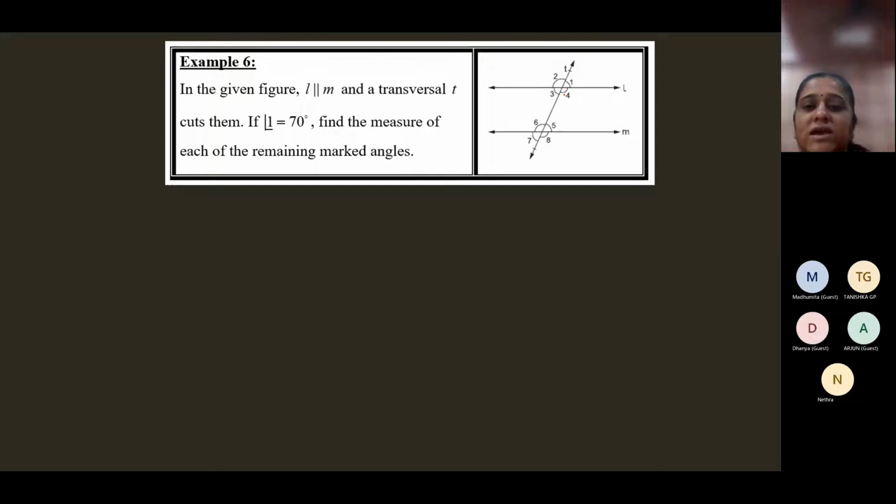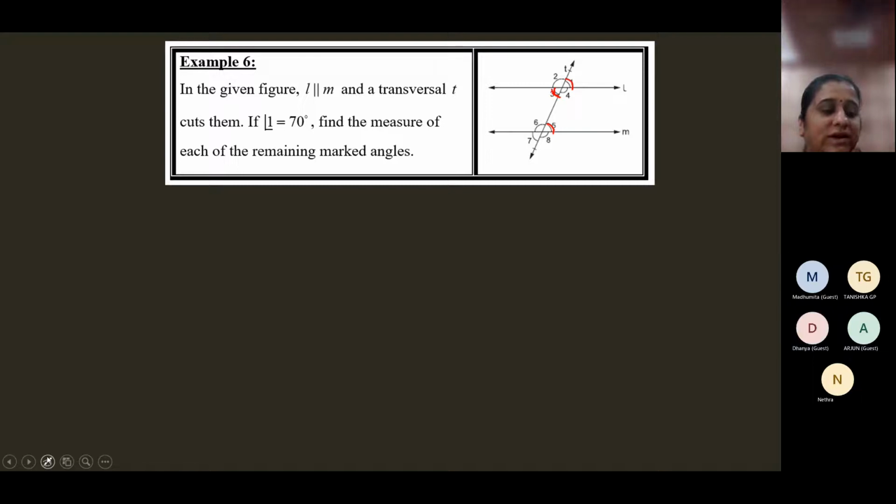Tell me, if angle 1 is 70 degrees, what is the measure of angle 3? 70 degrees, ma'am. Vertically opposite. Vertically opposite angles are equal. Angle 1 is equal to angle 3. So angle 3 is also 70 degrees. Then if 3 is 70 degrees, what about 5? 70 degrees, ma'am. Alternate interior angles.